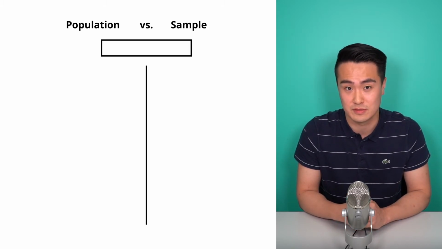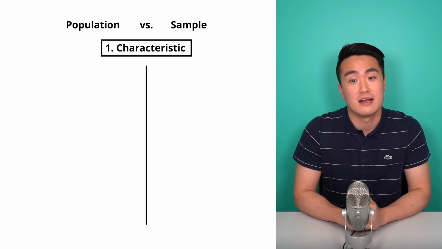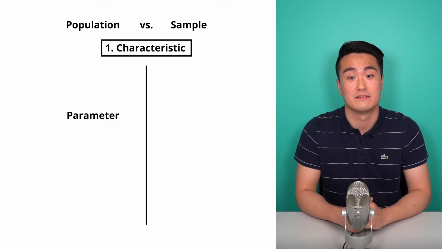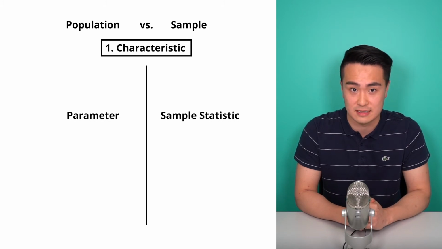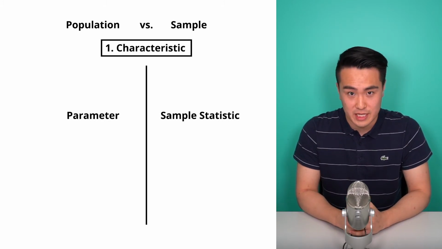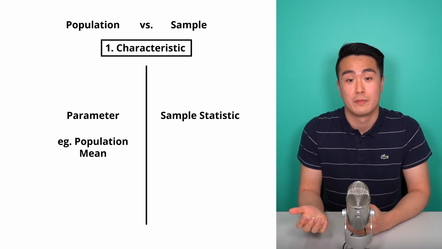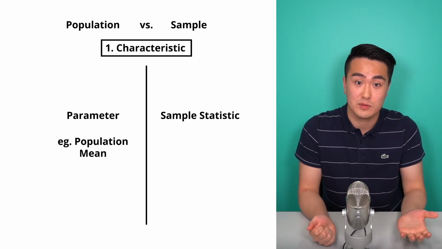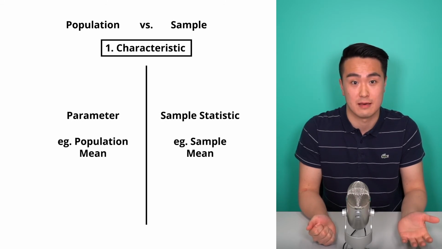So there are some differences in notation and formulae used between populations and samples. Number one, a measurable characteristic of a population is called a parameter, whilst a characteristic of a sample is called a sample statistic. Say we measure the mean of a population. This is a parameter called the population mean. But the mean of a sample that we surveyed is a sample statistic, also known as your sample mean.